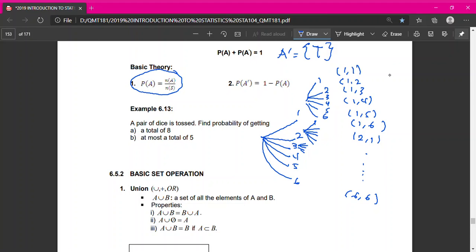So, berapa bilangan yang ada? Okay, so kena buat satu-satu kat sini. Berapa yang dapat 8? Sini untuk number 1 tak ada 8 kan? Sebab 1 tambah 6 pun 7. 2,1 tak ada. So, it will be a total of 8. Let's say kita buat event A, total of 8.